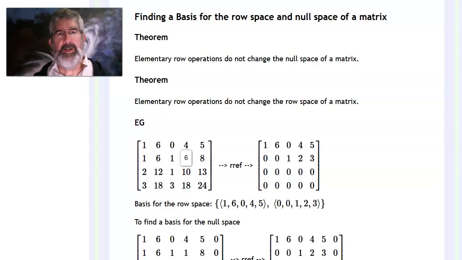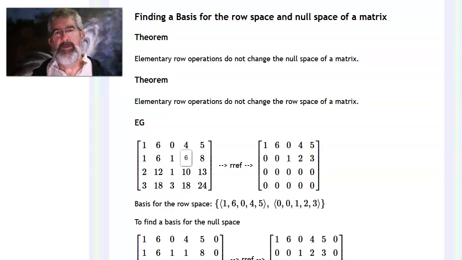In this video, I want to take a look at how we find a basis for the row space of a matrix and the null space of a matrix. And it really comes down to this. We're going to put things in row echelon form or reduced row echelon form. And that was going to show us what the basis is. And it's based on a couple of theorems here.